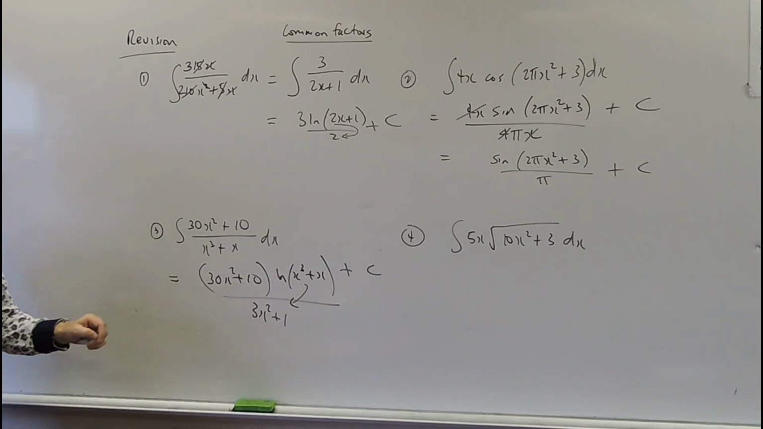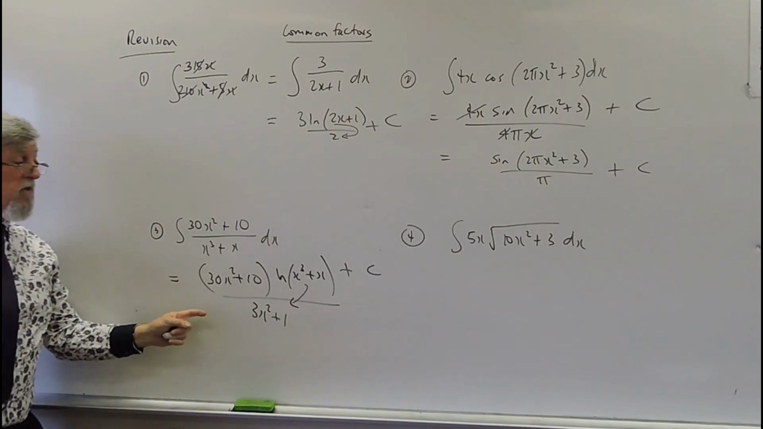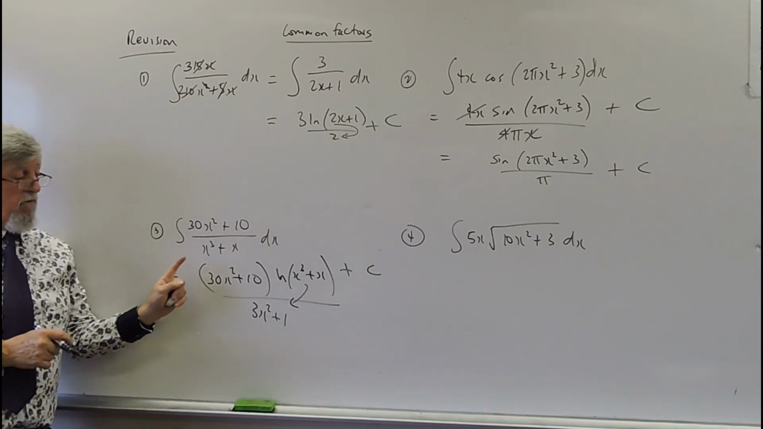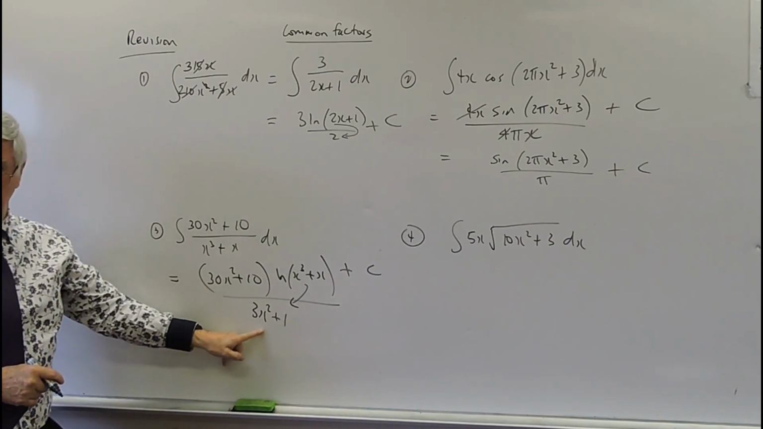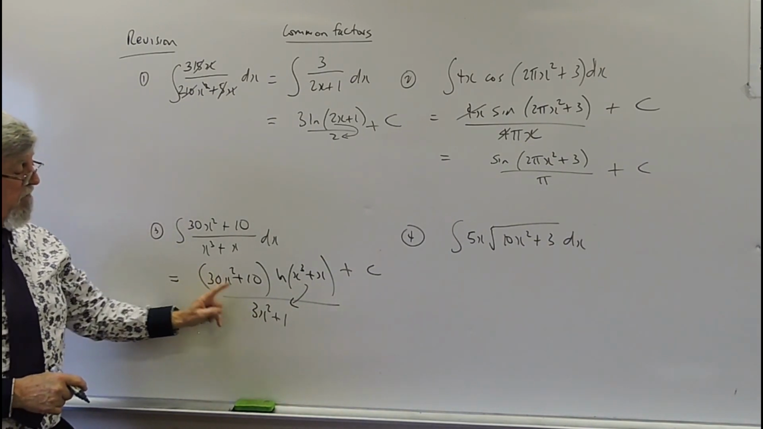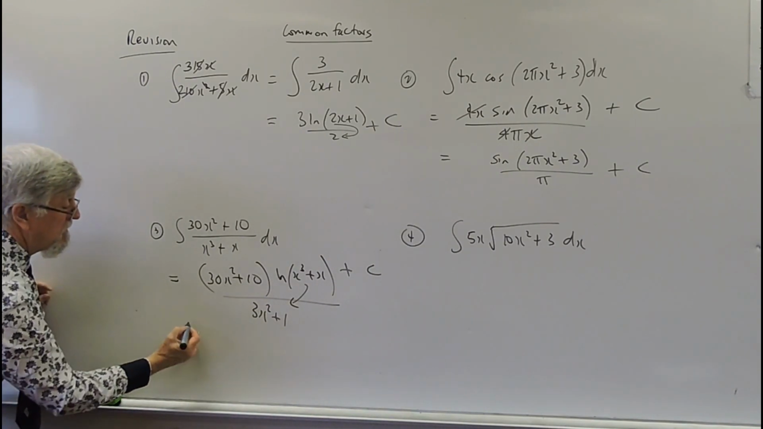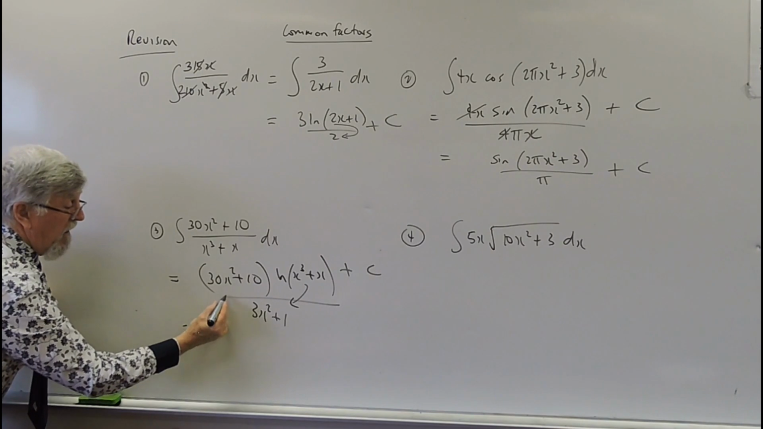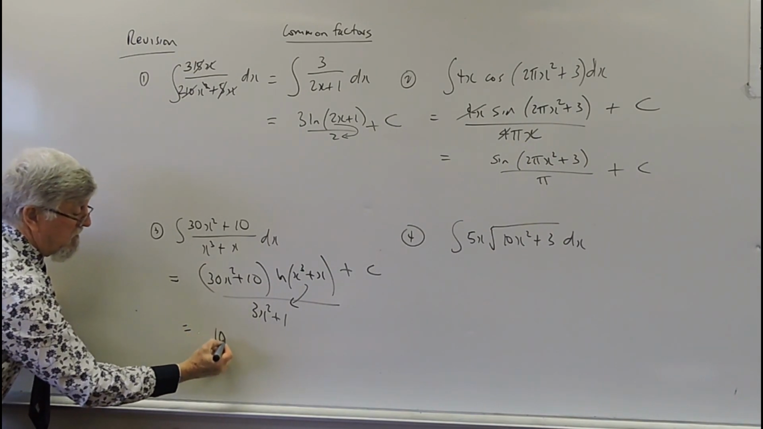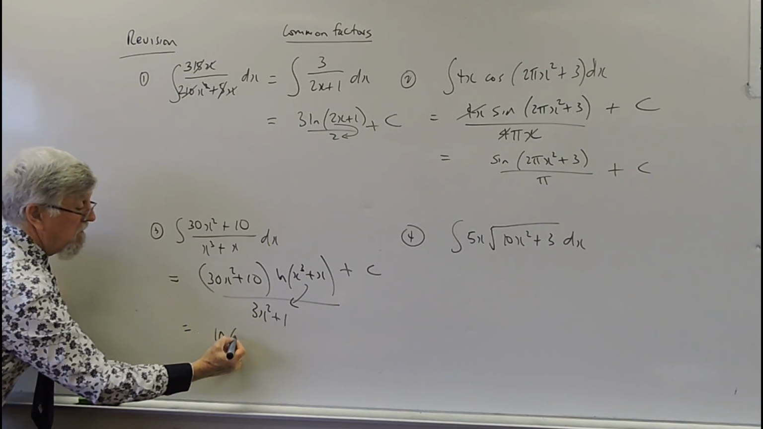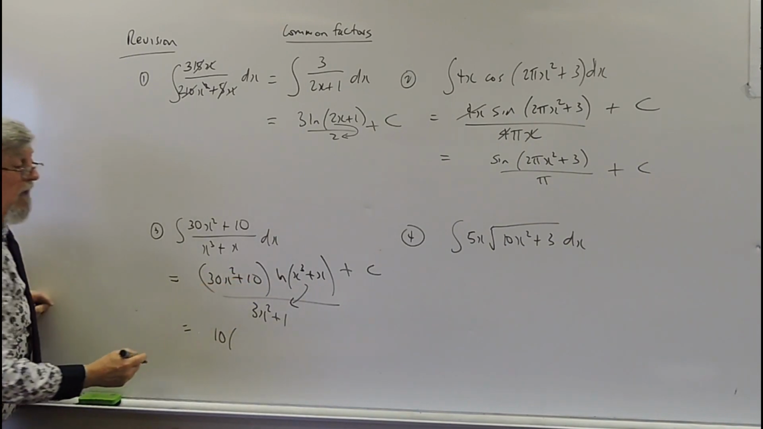And then you've got to ask, will that work? We'll only know if it works if this cancels out completely with the x on the bottom. If those x's don't cancel out completely, you've got a problem. So what do we have really? You have 10 ln of x cubed plus x. We can take out 10. It's just 10 ln.